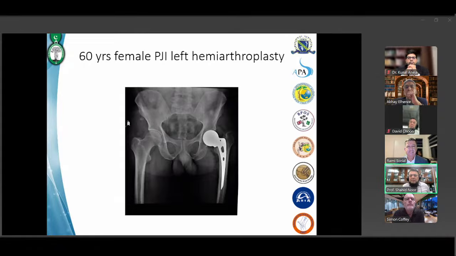So hemiarthroplasty for neck of femur and getting infected, so it becomes a challenge. Simon, you'll take it. Yeah, patient with infected hemiarthroplasty. Okay, thanks. So the first thing you'd like to know is what's the organism. If she's well enough, then I would organize an aspiration of the hip to try and identify what the organism is. So the organism is a simple MSSA, sensitive to many antibiotics.